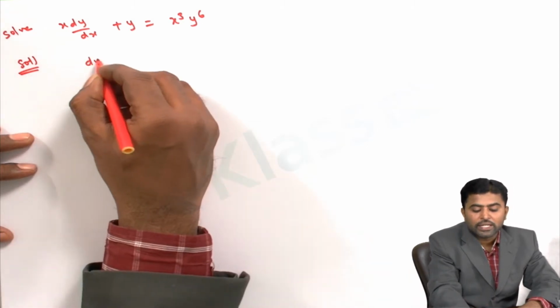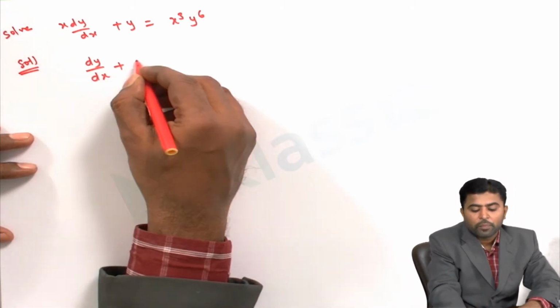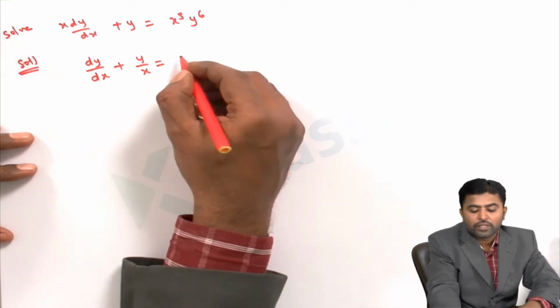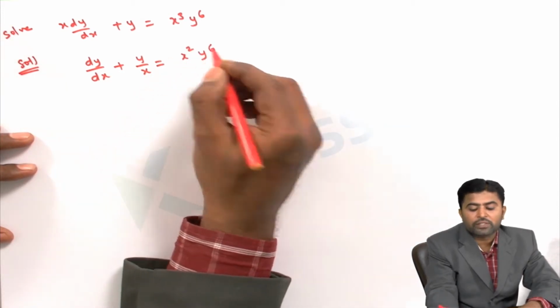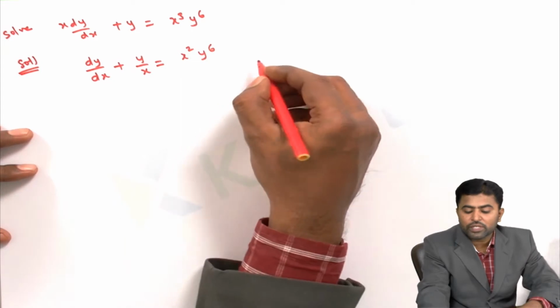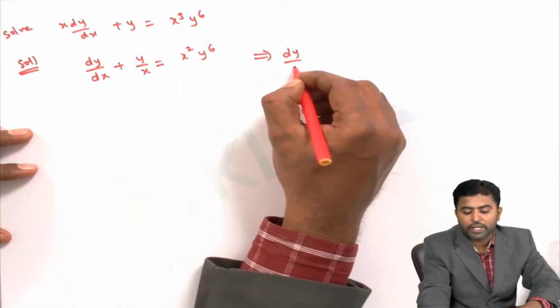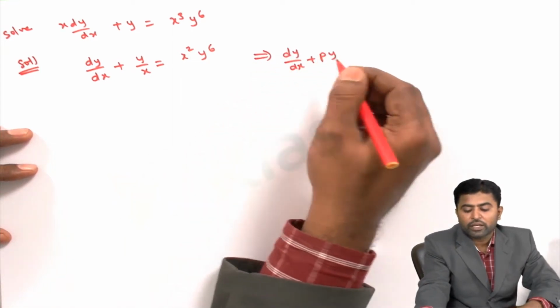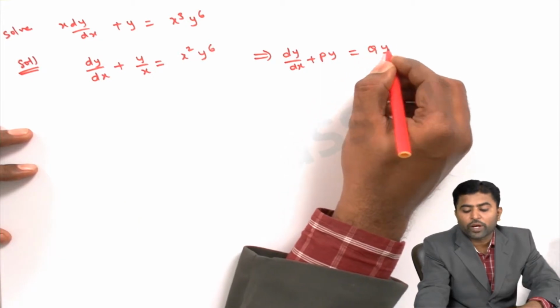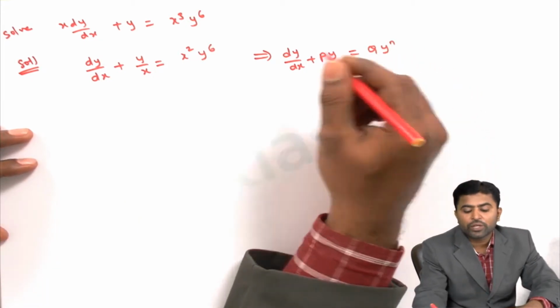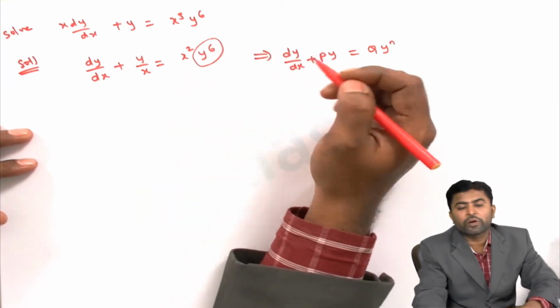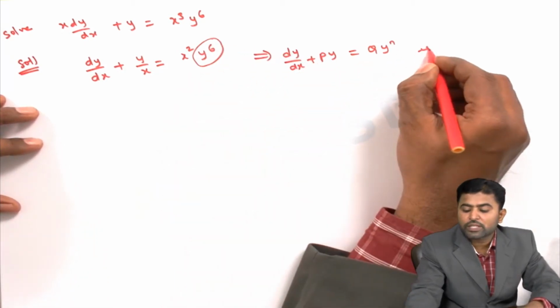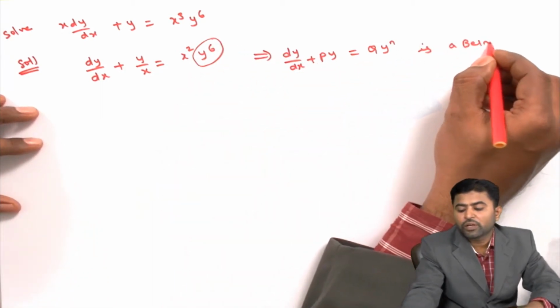So we get that as dy by dx plus y by x is equal to x square y power 6. If you observe, this is of the form dy by dx plus py equal to q into y power n. So here the extra term is y power 6. So it is a Bernoulli's equation in y.